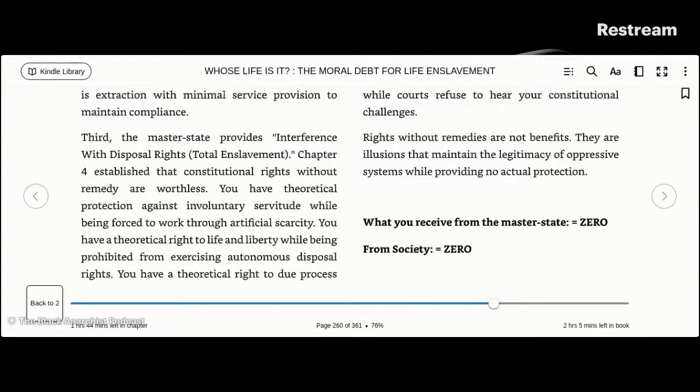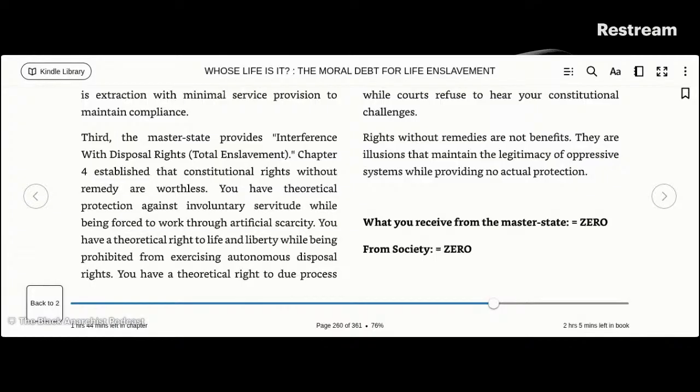Total enslavement. Chapter 4 established that constitutional rights without remedies are worthless. You have theoretical protection against involuntary servitude while being forced to work through artificial scarcity. You have a theoretical right to life and liberty while being prohibited from exercising autonomous disposal rights. You have a theoretical right to due process, while courts refuse to hear your constitutional challenges.